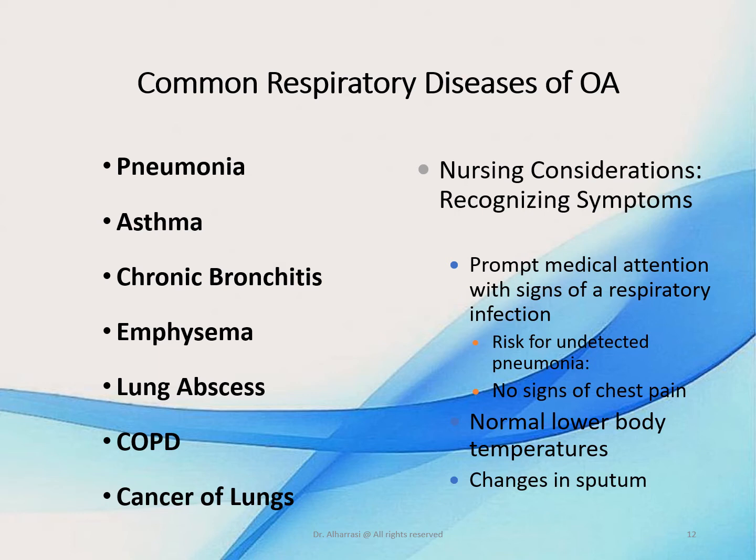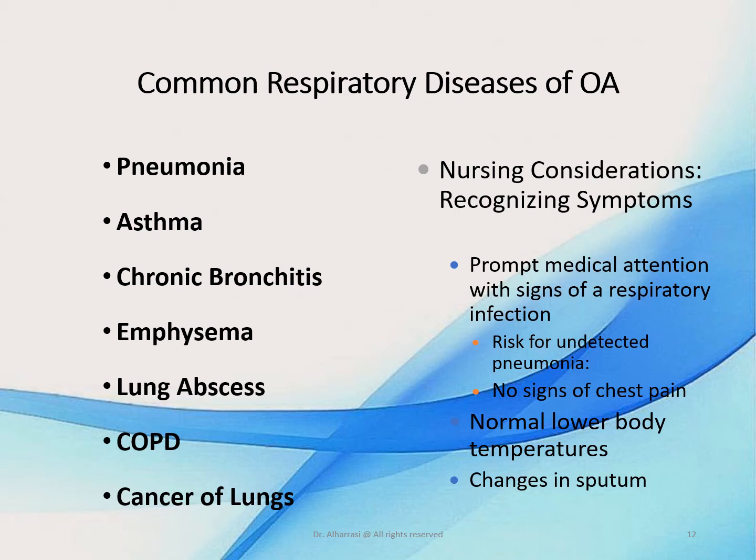What are the common respiratory diseases of older adults? Number one, pneumonia, asthma, chronic bronchitis, emphysema, lung abscess, COPD, and cancer of the lungs. These are the most common respiratory diseases of the older adult.